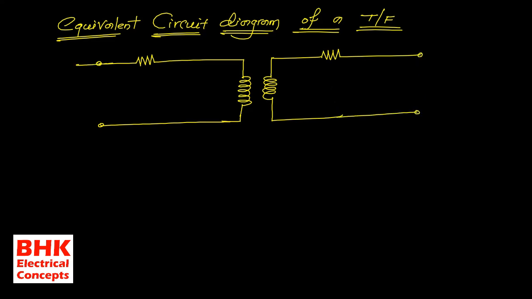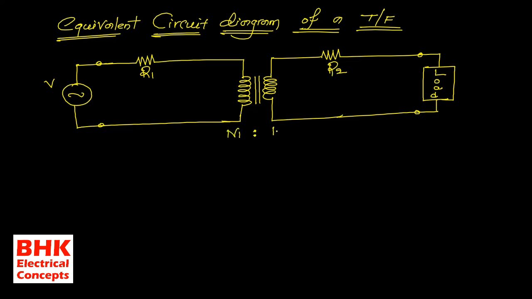Now we know that the supply we connect to the winding is called the primary winding, and for example R1 is the resistance in the primary winding, and R2 is the resistance in the secondary winding. Here this is the load, and the load we connect to the winding is called the secondary winding. And here N1, N2: N1 represents the number of turns in the primary side, and N2 is the number of turns in the secondary side.